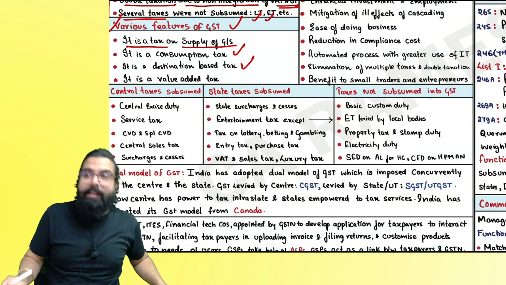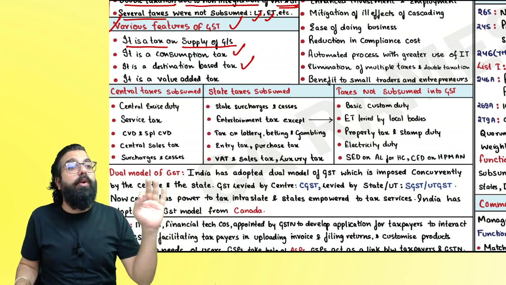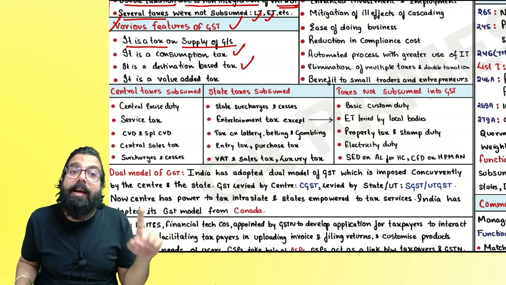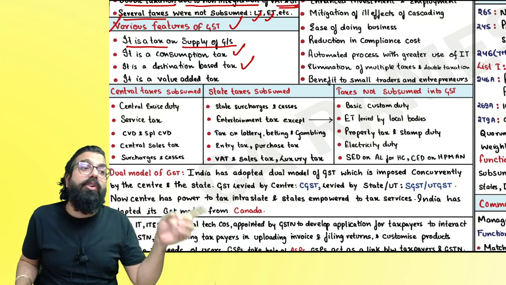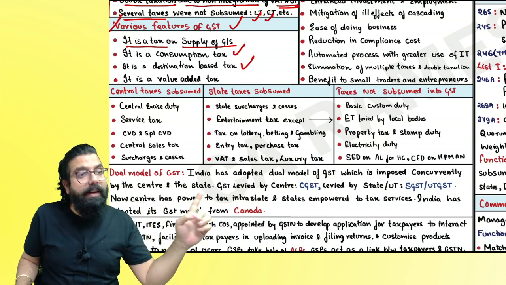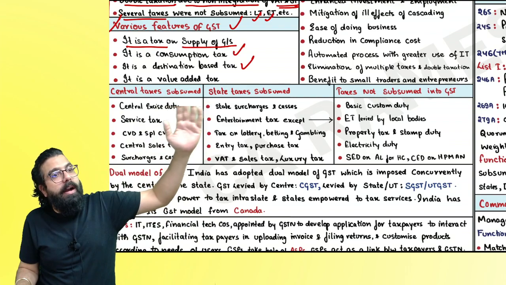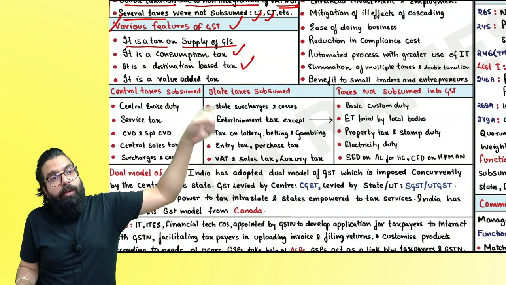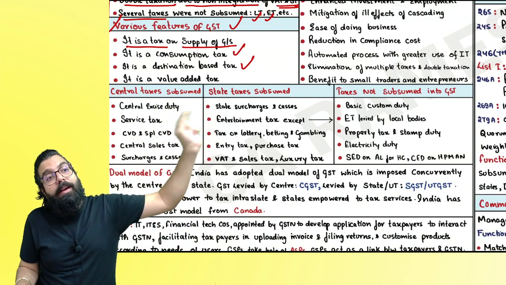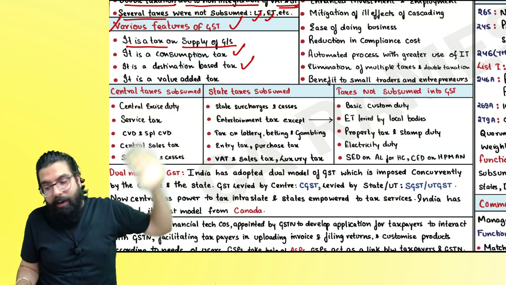Then it's a destination based tax. Means the tax will go to that state where the goods are finally consumed or where the goods are finally destined. I sold goods from Karnataka to Delhi. The goods are consumed in Delhi. Tax will go to which state? Delhi, because Delhi is the destination.